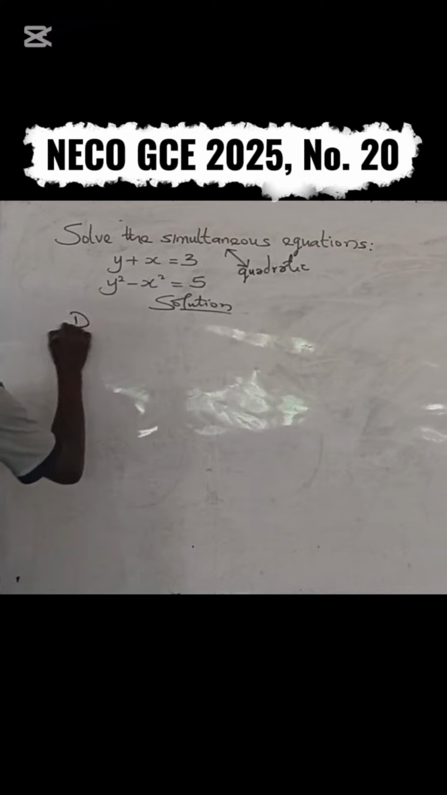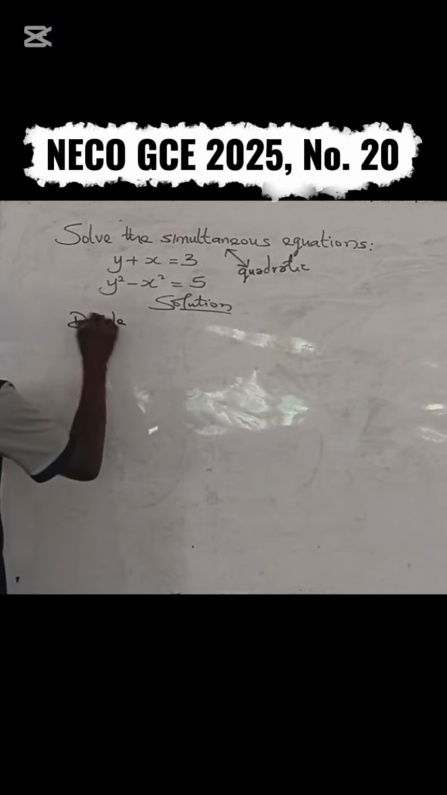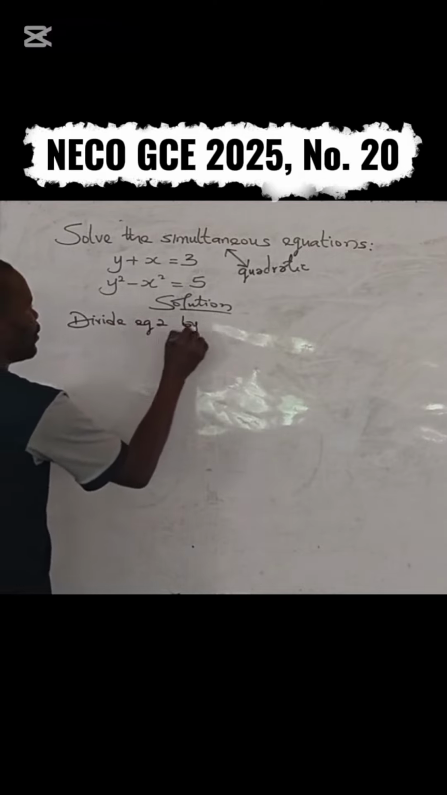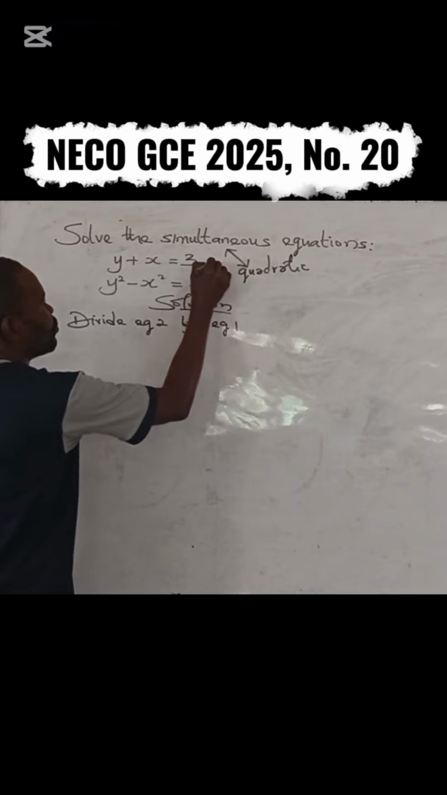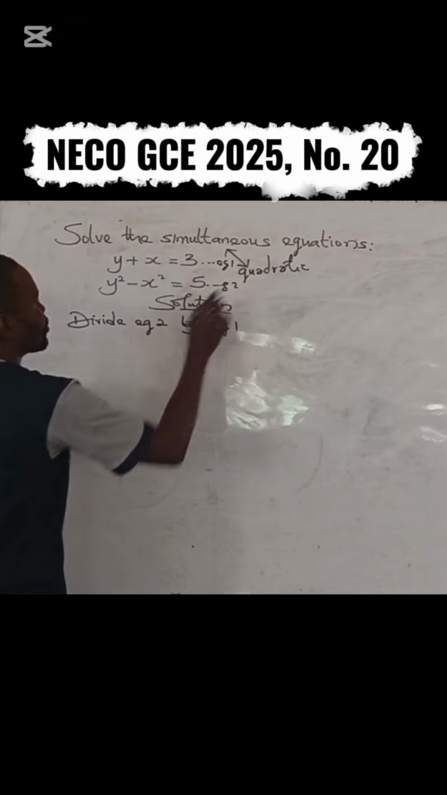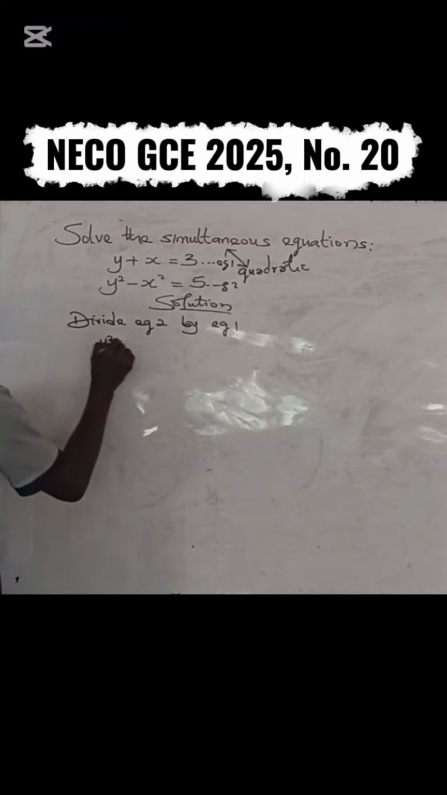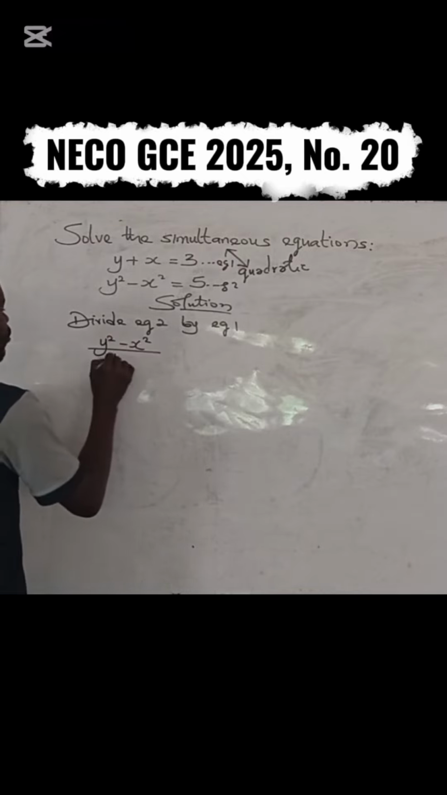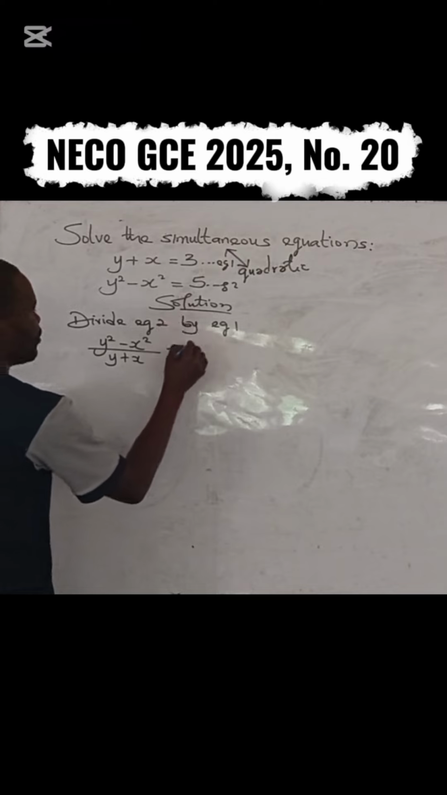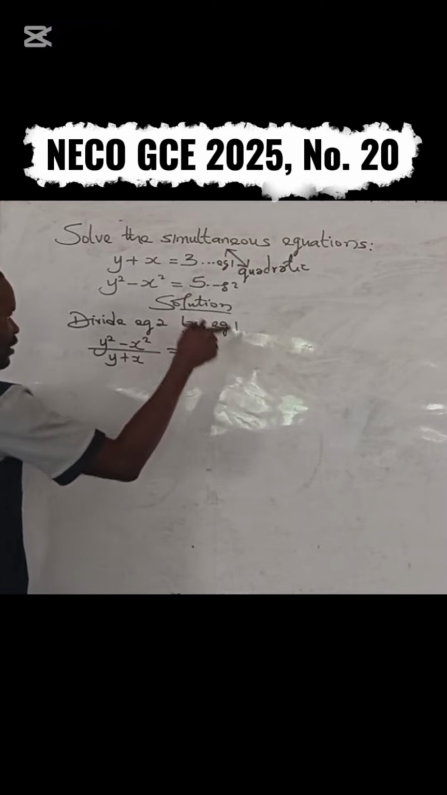We can say divide equation 2 by equation 1. So we call this one equation 1, then we call this one equation 2. And you're going to have y squared minus x squared over y plus x equals 5 over 3. Equation 2 divided by equation 1.